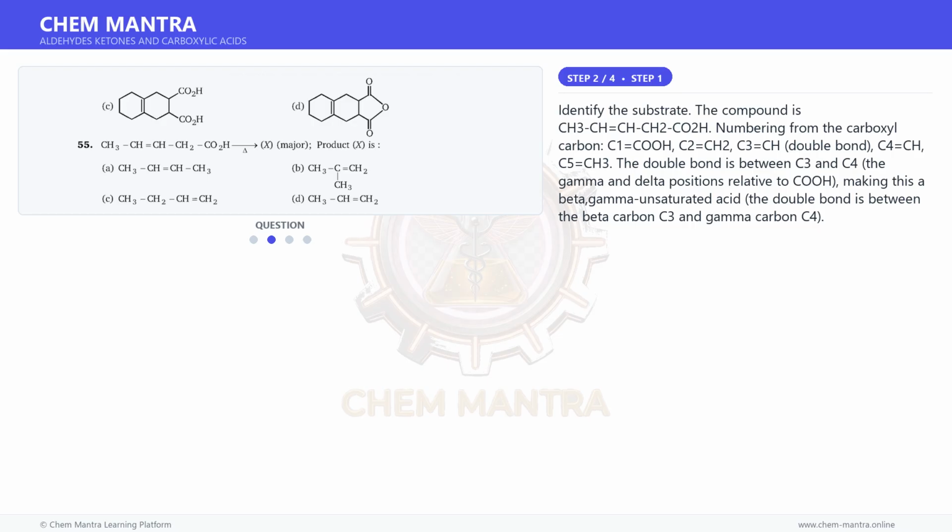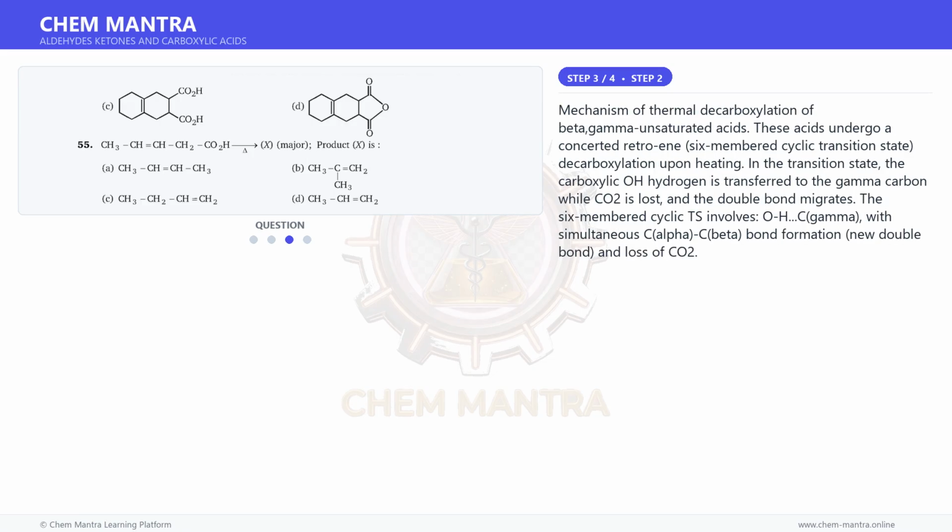The double bond is between C3 and C4. The gamma and delta positions relative to C1, making this a beta-gamma unsaturated acid. The double bond is between the beta carbon C3 and gamma carbon C4. Moving on to the next step.